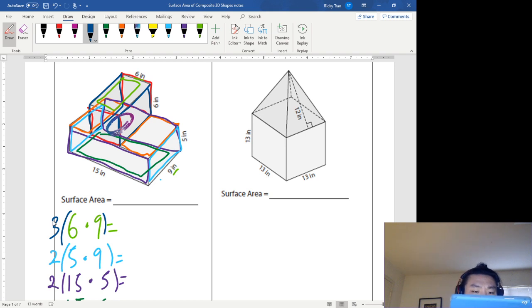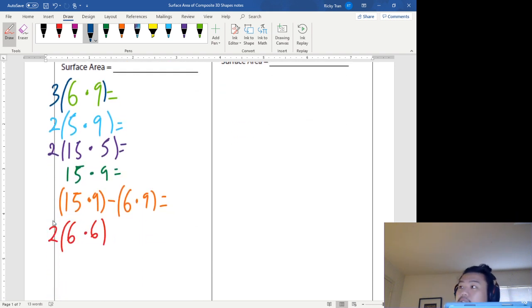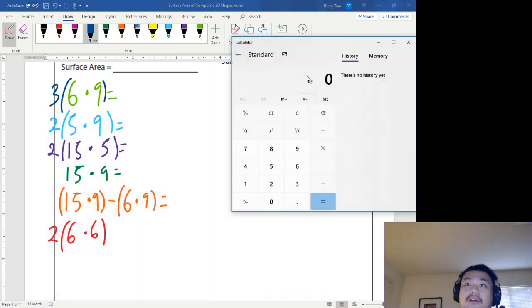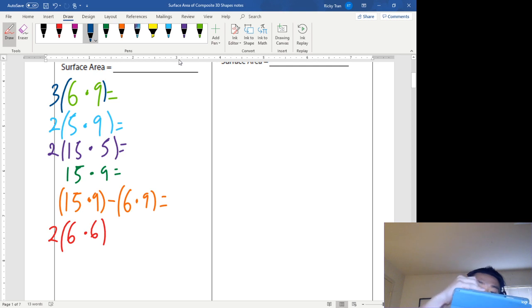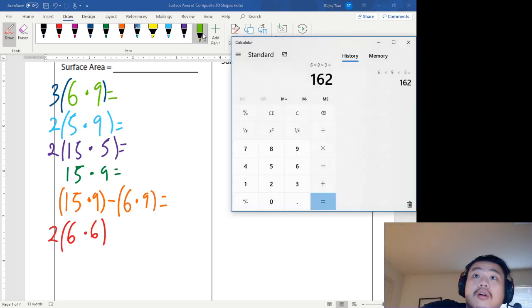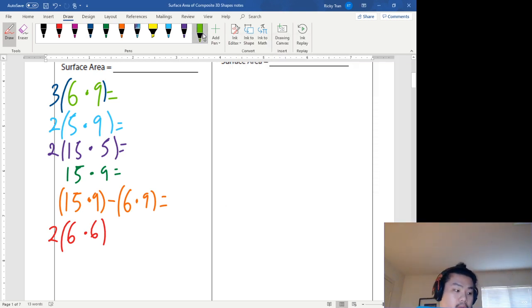And let's see, is there any other ones? Nope, that's everything. Okay, so from here you do all the multiplying and all the addition. So 6 times 9 times 3. Up at top we're gonna have 162.